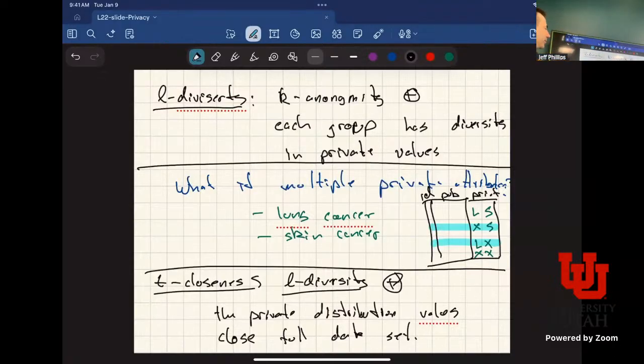What's the problem with this sort of analysis, t-closeness and l-diversity? Why would this be hard to do data analysis with?